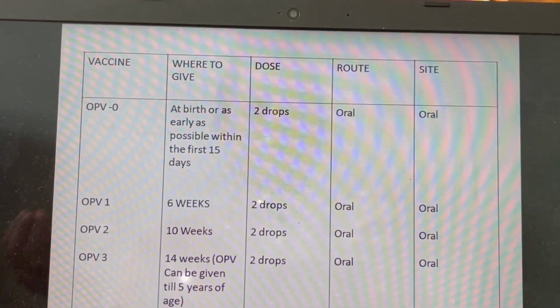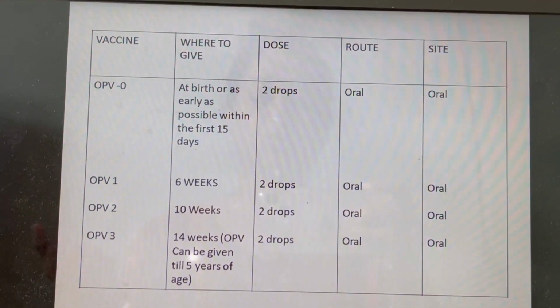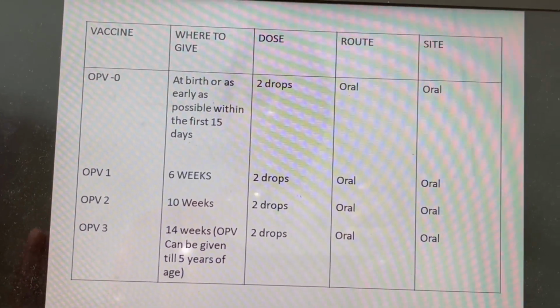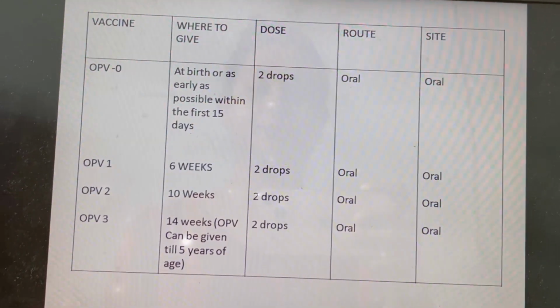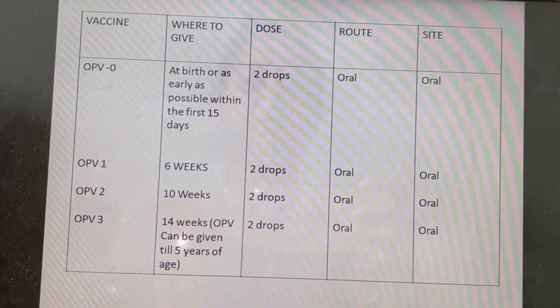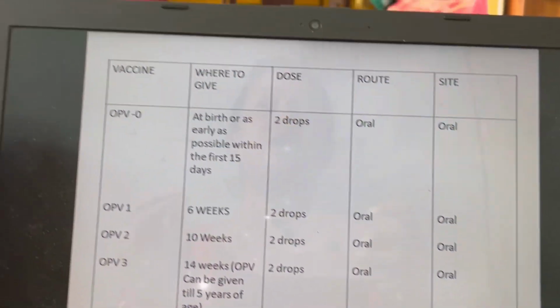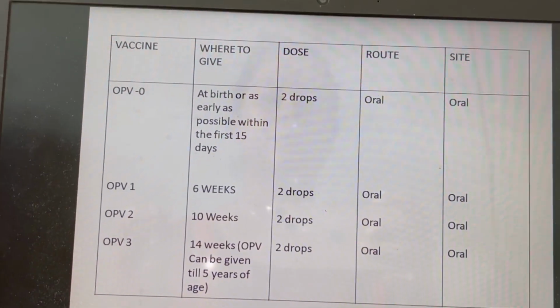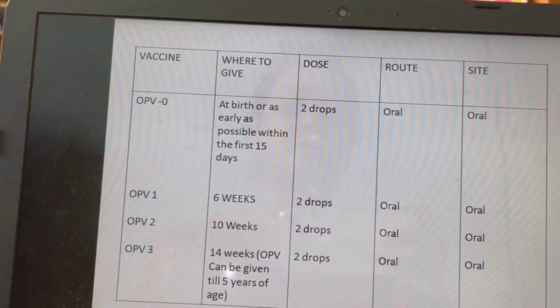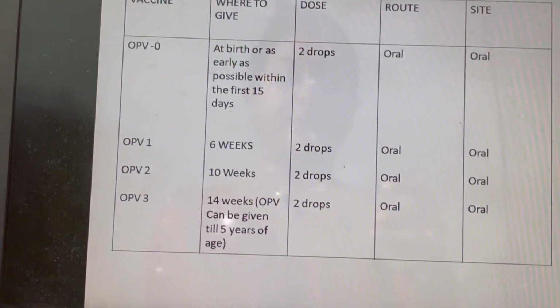OPV 1 is given at 6 weeks, OPV 2 at 10 weeks, OPV 3 at 14 weeks. And OPV can be given till 5 years of age. That means the polio vaccine can be given to the baby only up to 5 years, and the rest are the same. So it is very easy to understand.